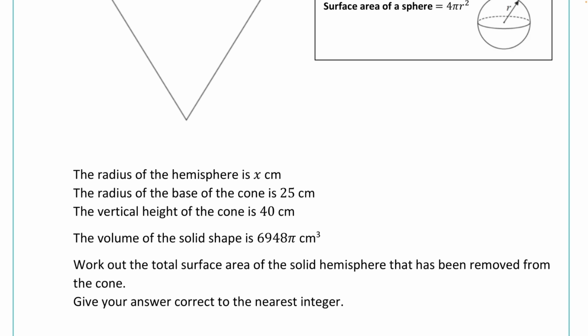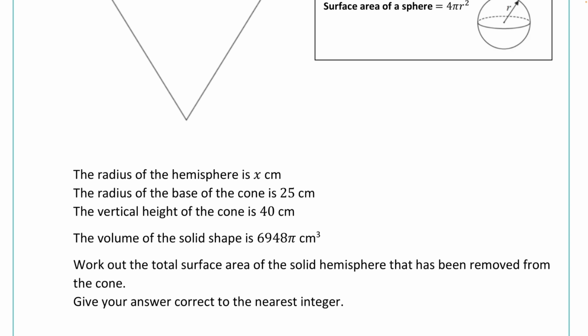It says the radius of the hemisphere is x centimetres, the radius of the base of the cone is 25 centimetres, and the vertical height of the cone is 40 centimetres. It says the volume of the solid shape is 6,948 pi centimetre cubed. Work out the total surface area of the solid hemisphere that has been removed from the cone and give your answer to the nearest integer.